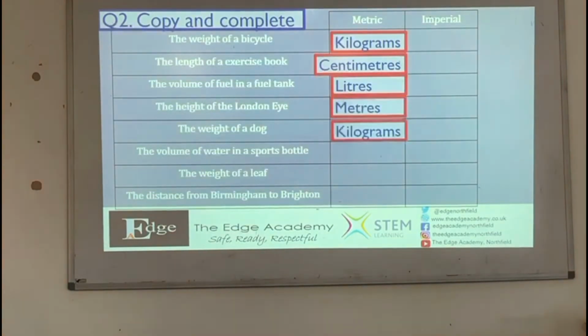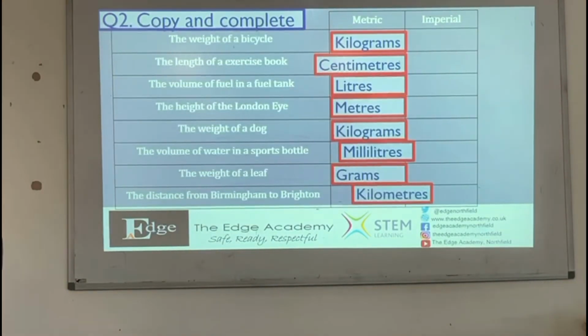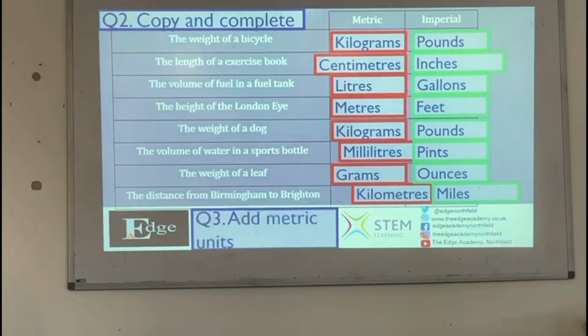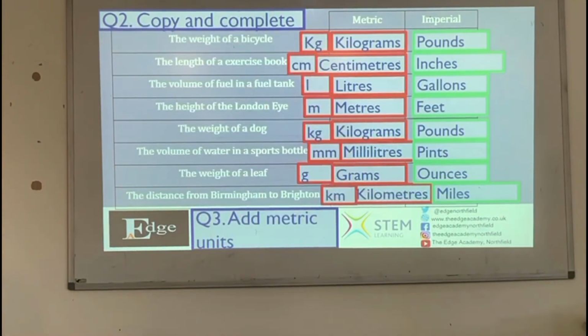So here are all the answers for you. So the ones in red are the metric examples. The ones in green are the imperial. And what I would like you to do for question 3 is only for the metric, can you add the metric units for me? So for all of the ones in red, can you now try and add all of the units? So remember, the kilograms, rather than writing out the whole word, you might write 1 letter or 2. So here are the answers there for you. Well done for having a go at that.